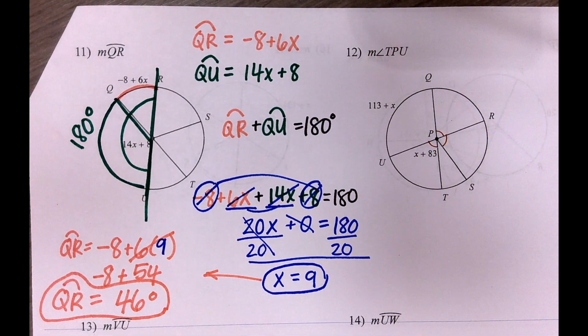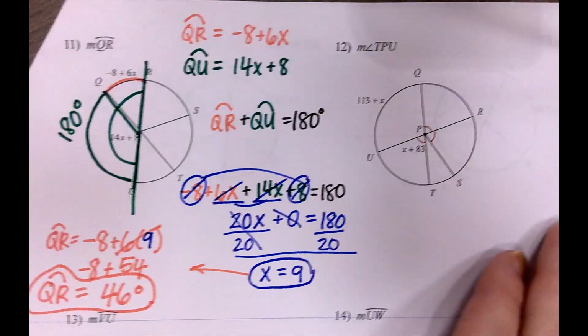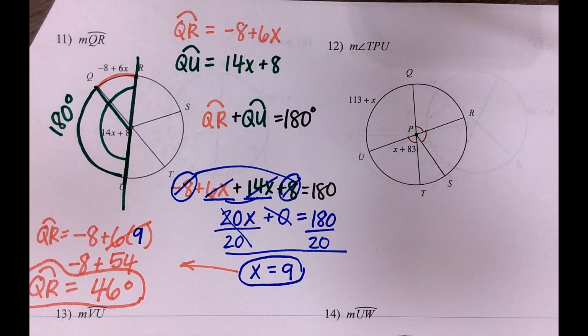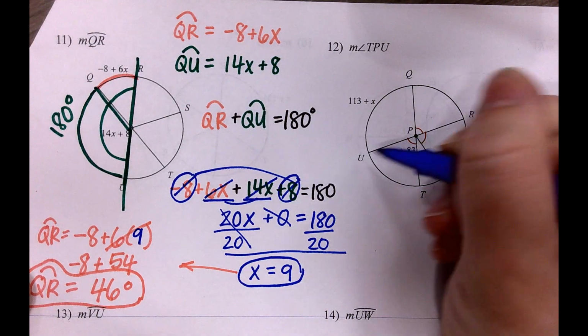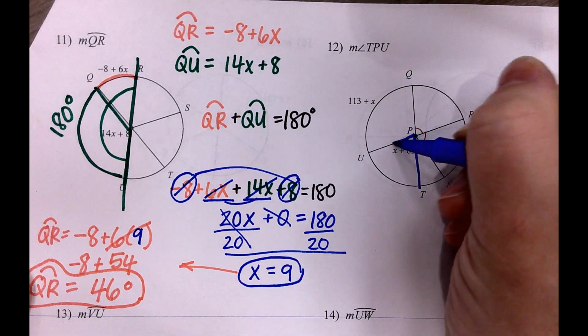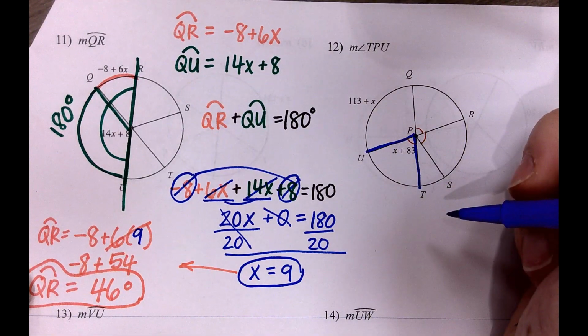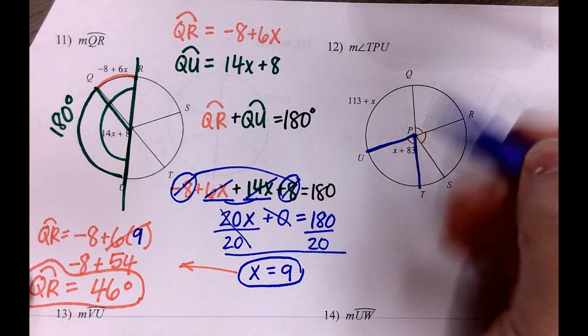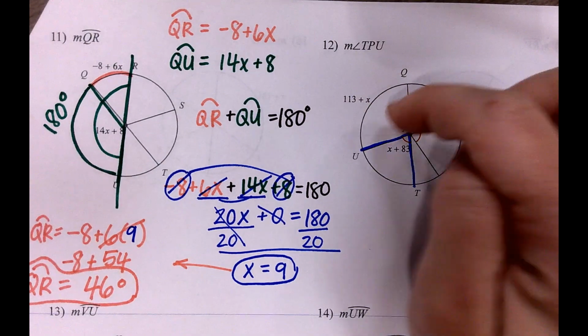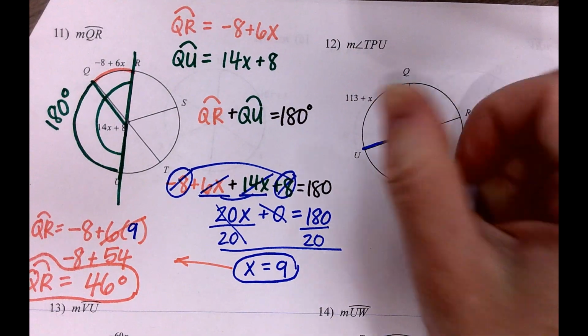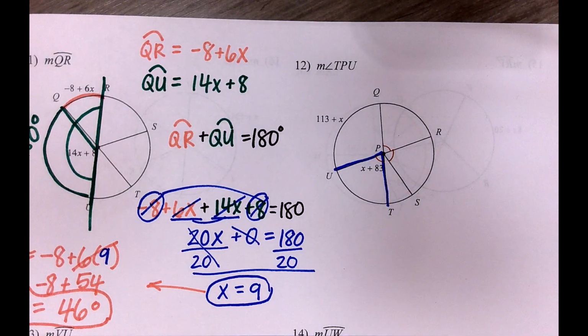Let's do another one. Now for number 12, I'm wanting to find the measure of angle TPU. So let's see. TPU. You just do the same thing that you did in the last one. Yeah, you totally can do the same thing as last one. TPU is x plus 83. I also know that UPQ is 113 plus x.